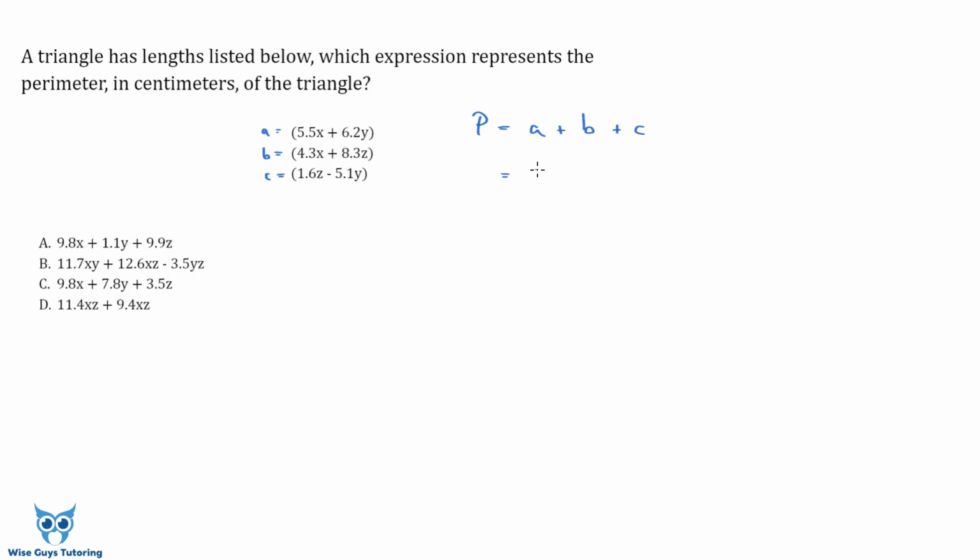If I say A, it says 5.5x plus 6.2y, and side B is 4.3x plus 8.3z, and C is 1.6z minus 5.1y. So now what we have to do is add these, but we can't add x's and y's together, and we can't add x's and z.